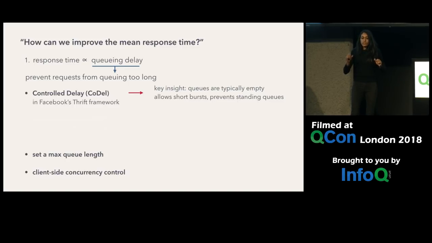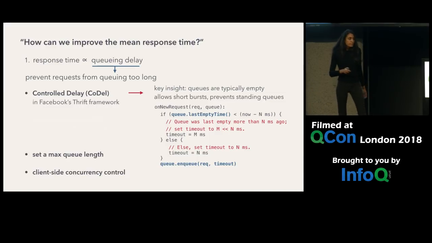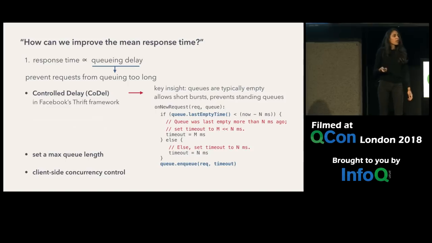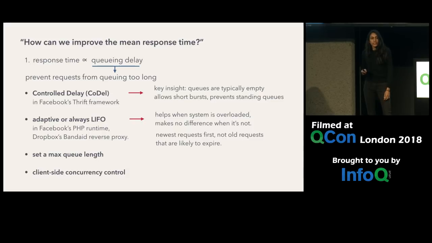So if your queue has not been emptied in the recent past, it means your server is overloaded, and so you start timing out requests sooner than you would otherwise. So this is what the algorithm looks like. It basically checks to see when the queue was last emptied. If it was greater than some threshold time ago, you enqueue the request, but you set a short timeout, right? So that's CoDel.